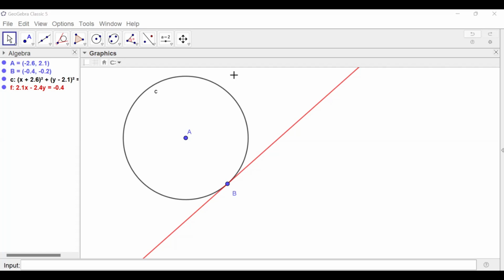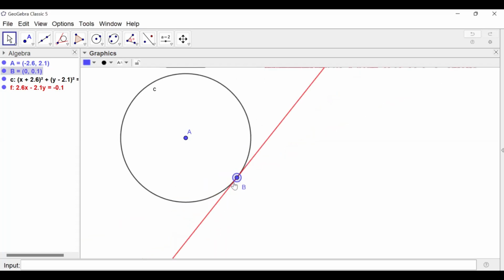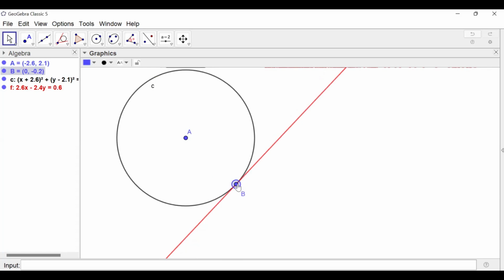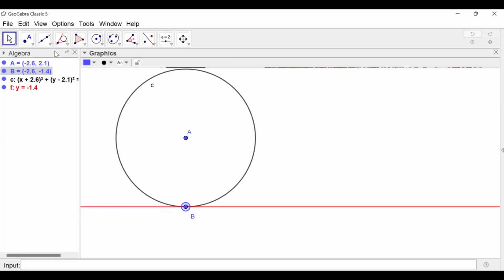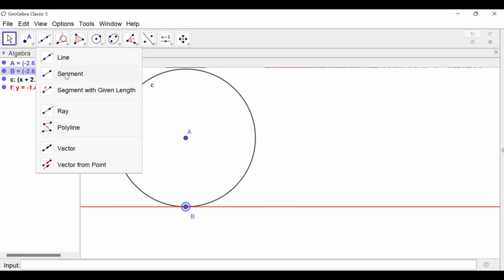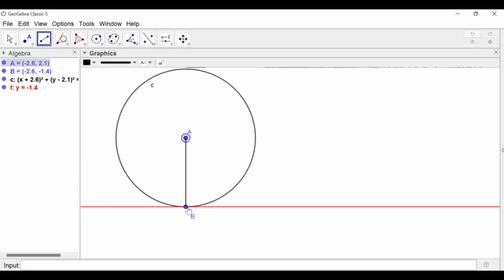So now that we have this tangent, of course, this tangent can be moved to any part of this circle. Okay, so now let's move it to this part. And then let's get a radius. Let's take this line segment and run a line from A to B. Now, this is the radius.